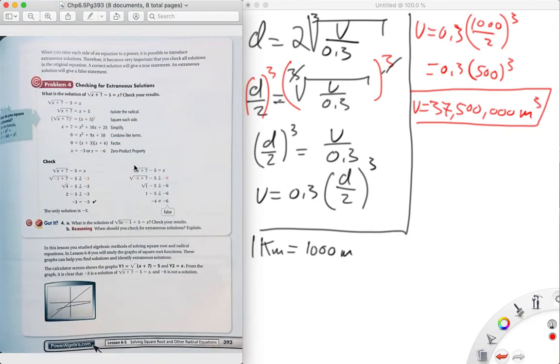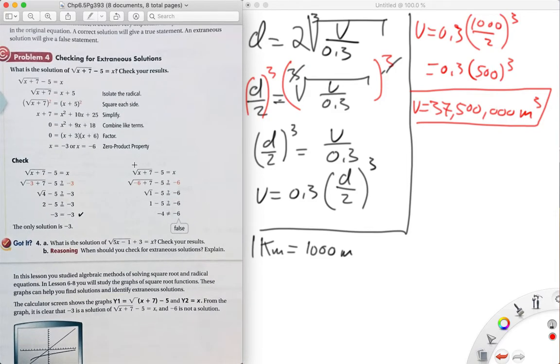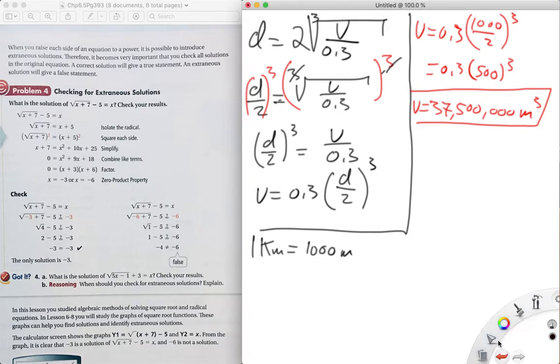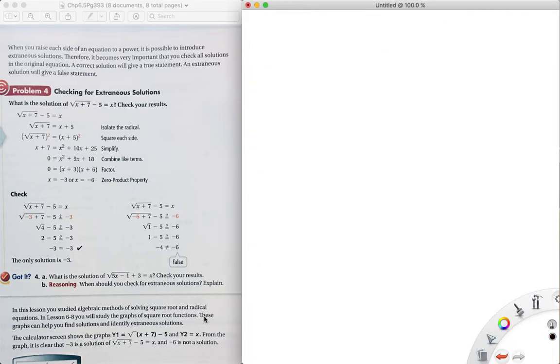Like I said before, when you square something, you can have extraneous solutions, so you have to check all your answers when you solve these. When you have multiple answers, and even when you have one answer, it's always a good habit to check.